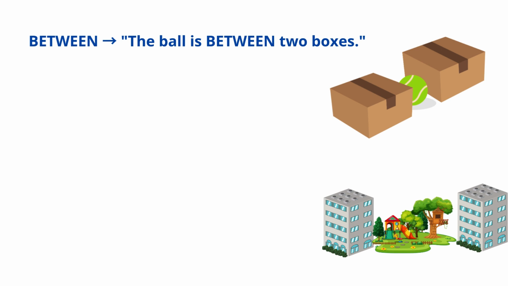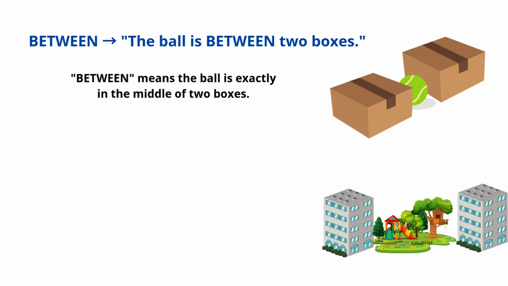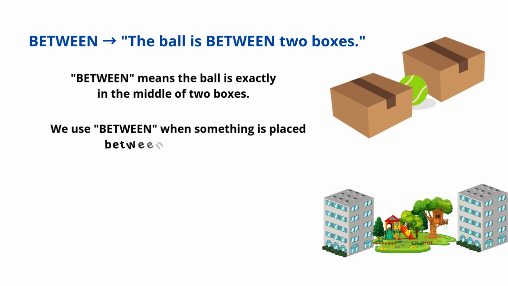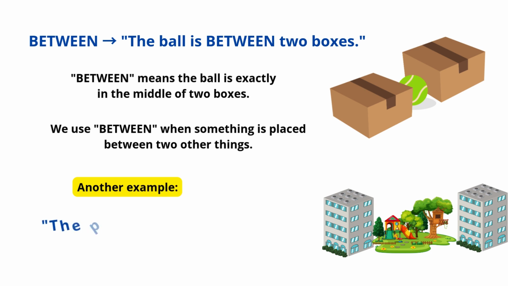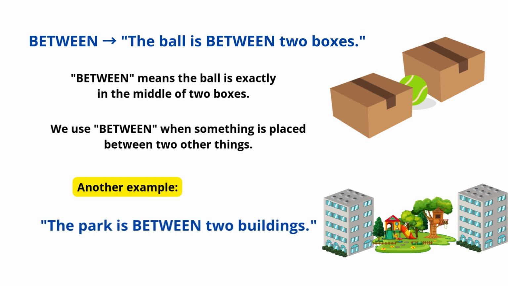Between, the ball is between two boxes. Between means the ball is exactly in the middle of two boxes. We use between when something is placed between two other things. Another example, the park is between two buildings.